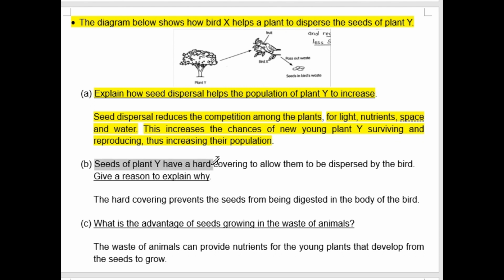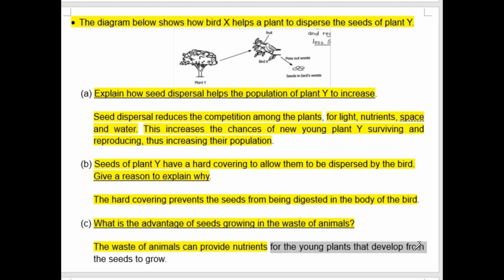B. Seeds of plant Y have a hard covering to allow them to be dispersed by the bird. Give a reason to explain why. The hard covering prevents the seeds from being digested in the body of the bird. C. What is the advantage of seeds growing in the waste of animals? The waste of animals can provide nutrients for the young plants that develop from the seeds to grow.